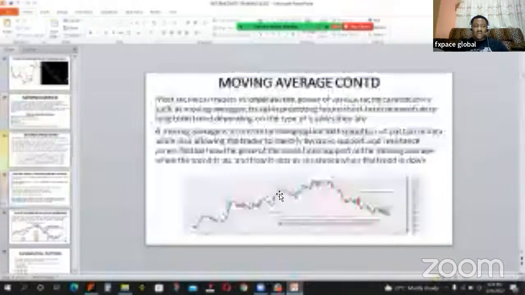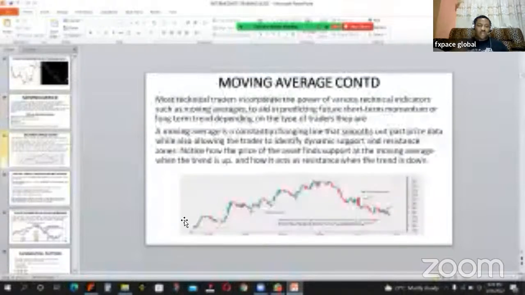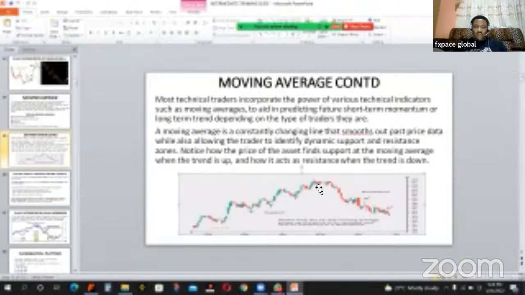Now, look at the moving average. This is the moving average. I said the moving average serves as dynamic support and resistance. If you look at this chart very well, you see that at this point, price was on top of the moving average.